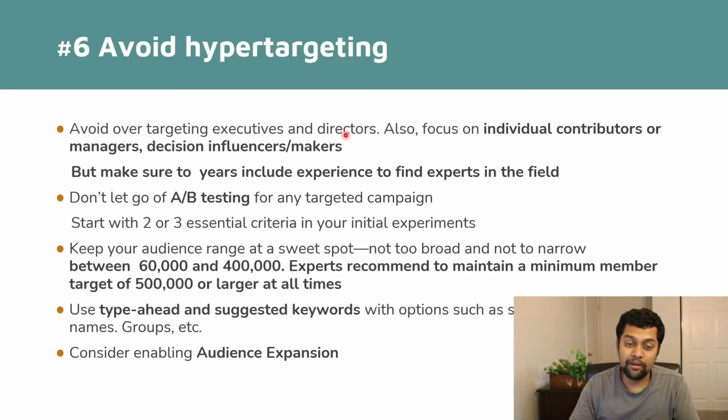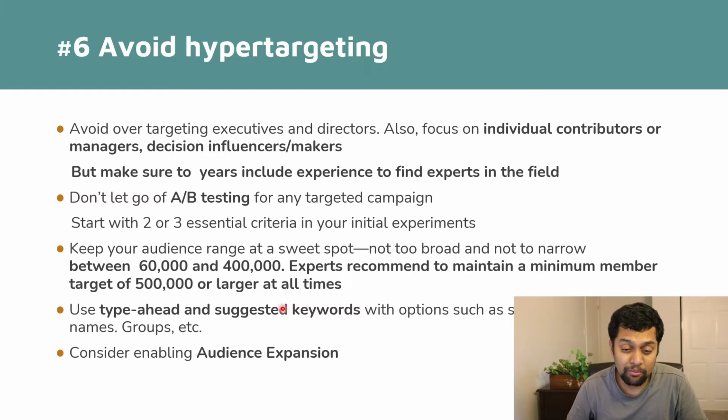So avoid hyper targeting, because that will not give enough room for LinkedIn's algorithm to figure out the winning audience. So that's again a super critical point to keep in mind, and keep your audience range in a sweet spot. So not too broad, not too narrow. A minimum target can be 500,000 or more. So that way the algorithm has enough room to experiment and reach the right audience. And you can use audience expansion as one of the options. You usually get a checkbox at the bottom where it says enable audience expansion.